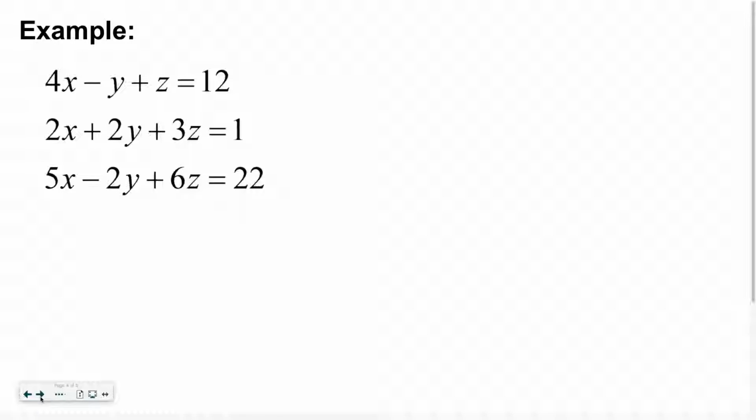So our system here is 4x minus y plus z equals 12. 2x plus 2y plus 3z equals 1. And 5x minus 2y plus 6z equals 22. Well, just like before, I'm going to go ahead and start with my determinant. So I'm going to drop in my coefficients.